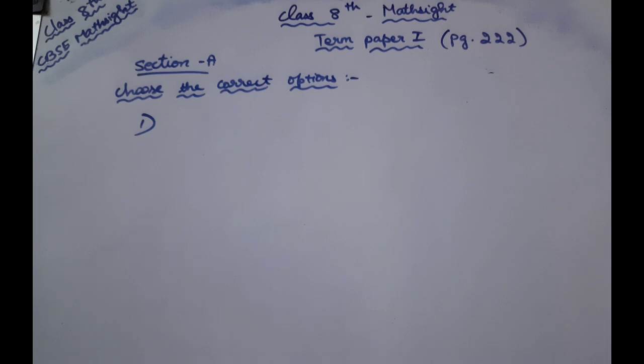We are seeing class 8 from the book Mathsight. We are going to see the term paper 1. Section A, choose the correct option. The first question is, the product of a rational number with its reciprocal is.